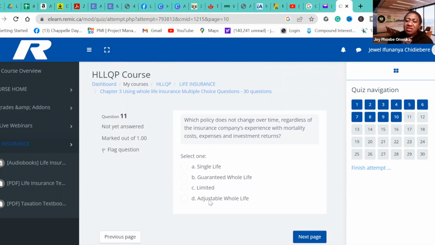All right then. Which policy does not change over time, regardless of the insurance company's experience with mortality cost, expenses, and investment return? Which policy does it change? Single life, guaranteed whole life, limited, adjustable whole life. Which one doesn't change? Regardless.